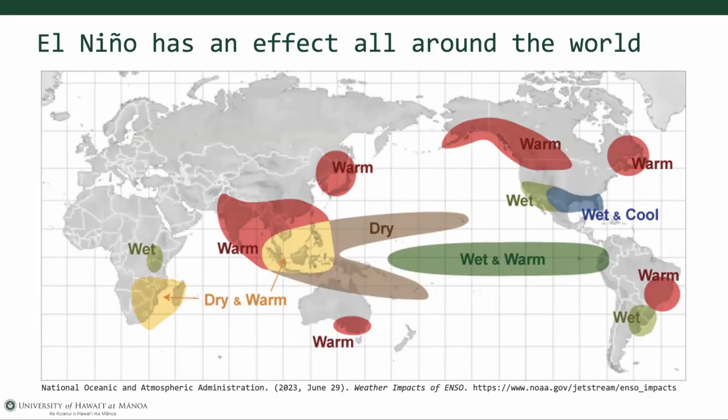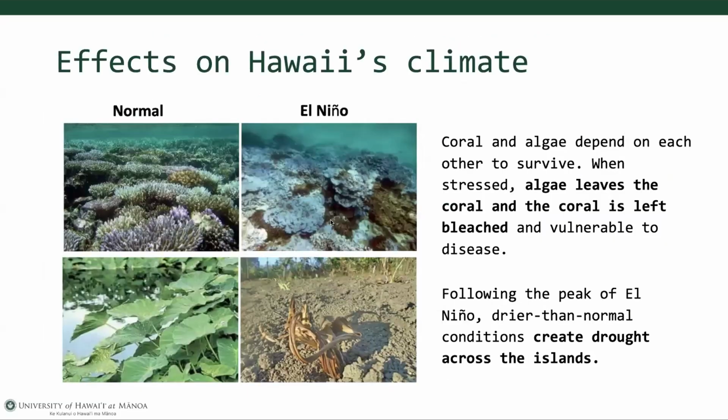But you can probably tell there are impacts around the globe. This is because everybody is under the same atmosphere, so any perturbation in the atmosphere can ripple out to different locations of the world. That's what we call teleconnections. Why should we care about this? There are multiple effects in different places, and there are also effects on Hawaii's climate.